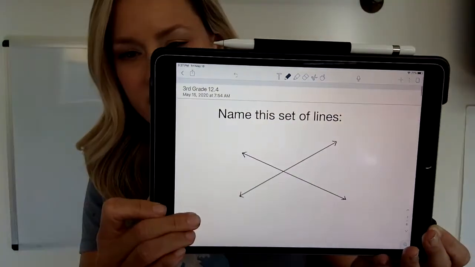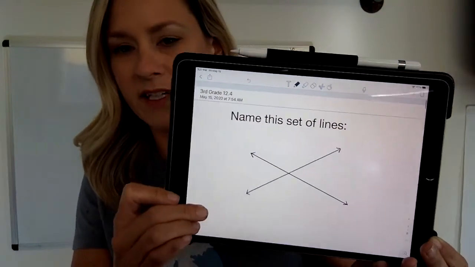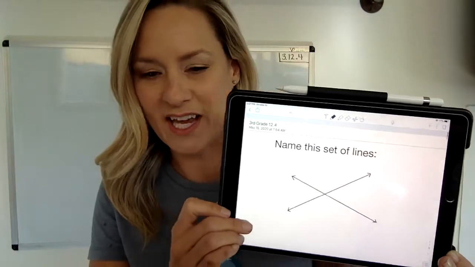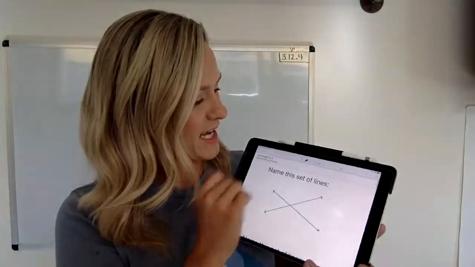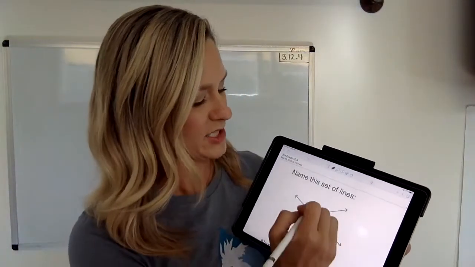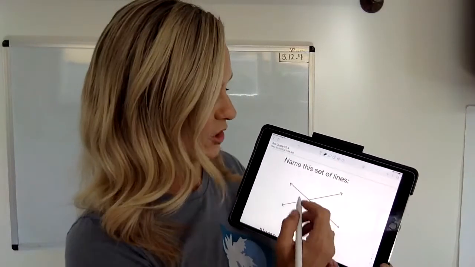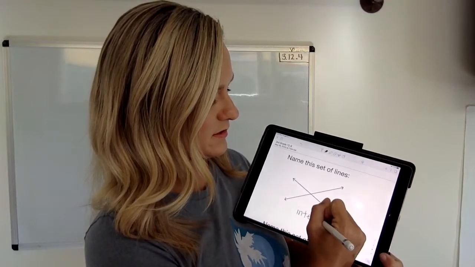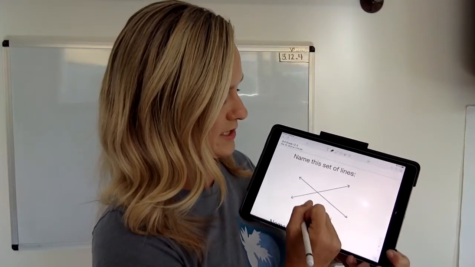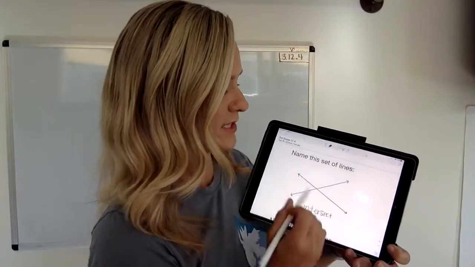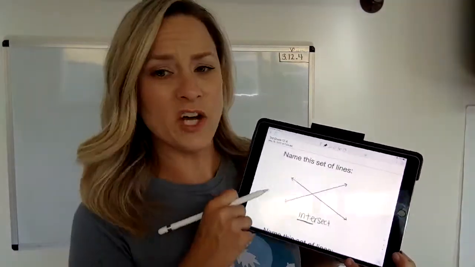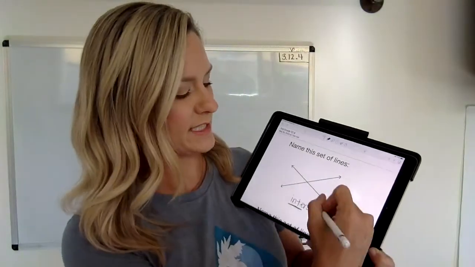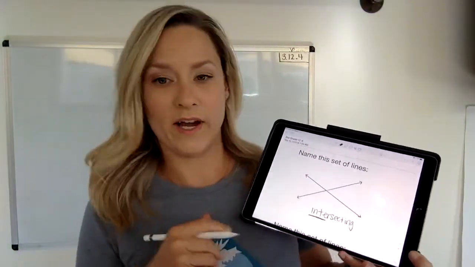All right. Okay, on the count of three, everybody. 1, 2, 3, tell me. Did you say intersecting? Yeah, these intersect. So intersect just means they cross. And inter actually means go between. So they're going between, but they don't intersect at a 90-degree angle. So these are just called intersecting lines. All right, check the next one out.